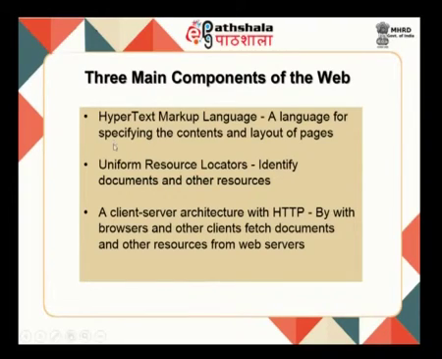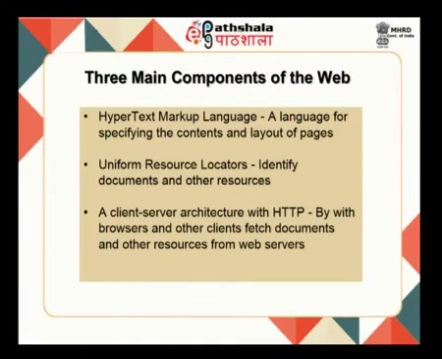The three main components of the web are the hypertext markup language, the uniform resource locator, that is the URL, and a client server architecture that is implemented using a protocol called HTTP. HTML is normally for specifying the contents and the layouts of the pages. To identify the resources on the internet from the web servers, we need a URL, the uniform resource locator, and then the HTTP protocol by which the browsers fetch the documents and other resources from the web servers.